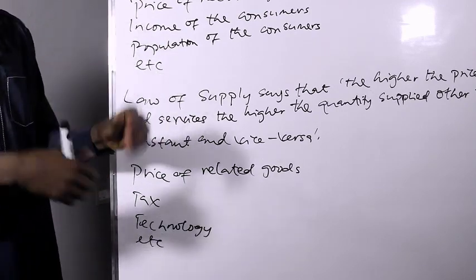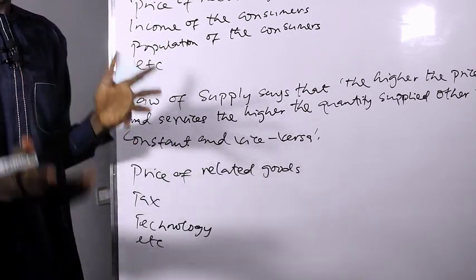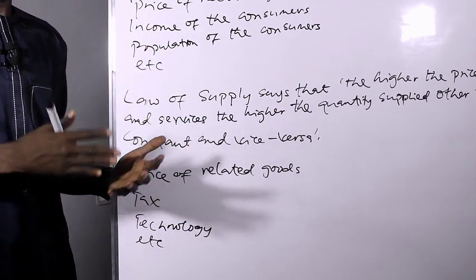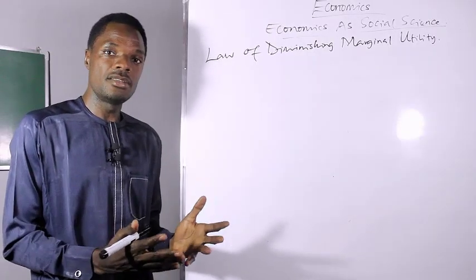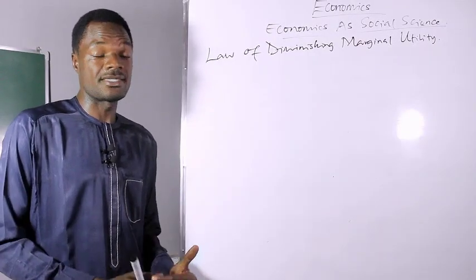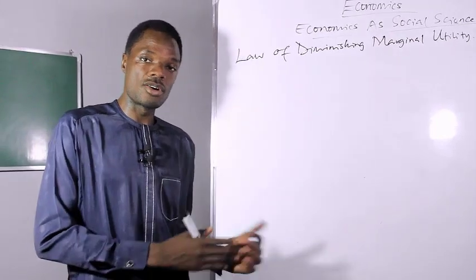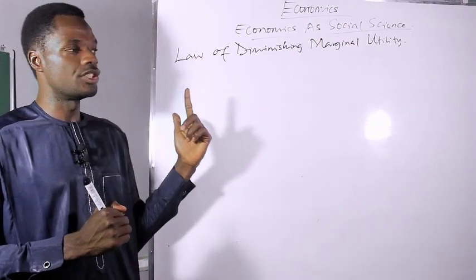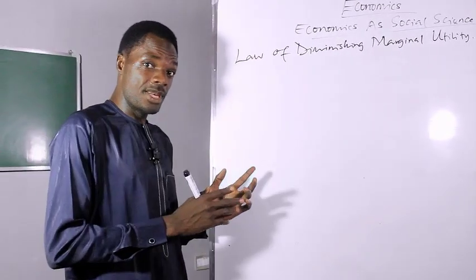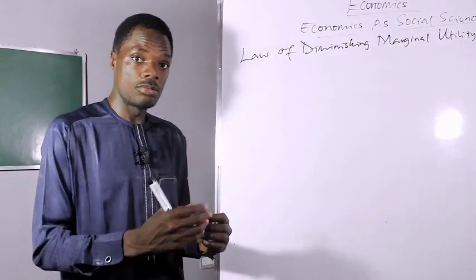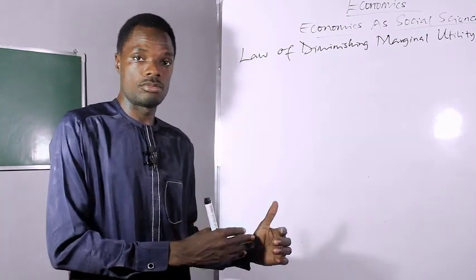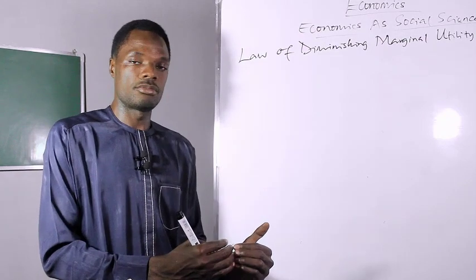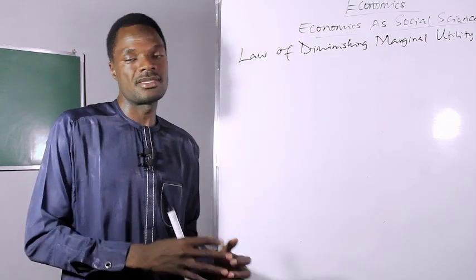So, I have just given you two laws, but apart from them, we have another law, the law of diminishing marginal utility. Now, having seen the law of demand and supply as evidence that proves that economics is a science, we now have another law, that is the law of diminishing marginal utility. What we mean by this law is that as more and more of a good or service is consumed, it will yield or give a consumer less satisfaction.